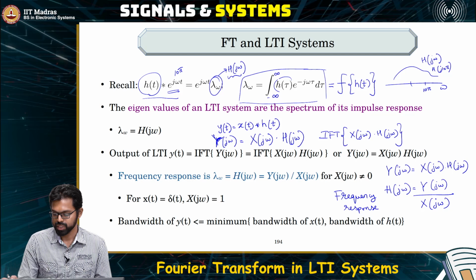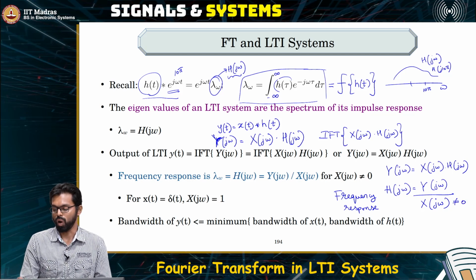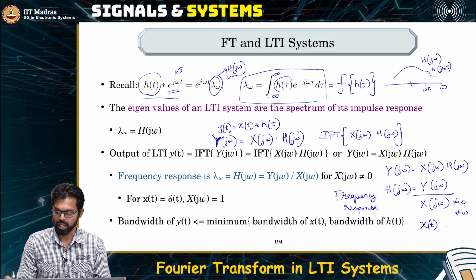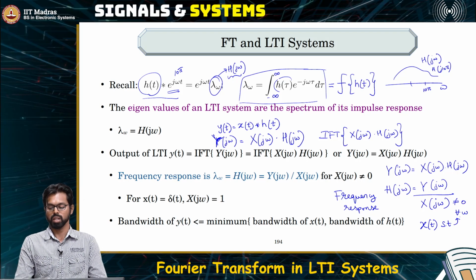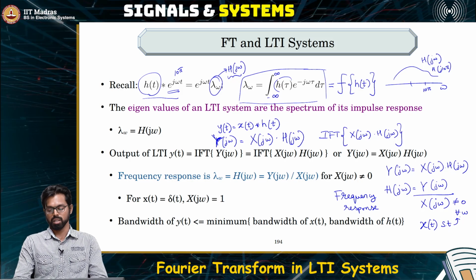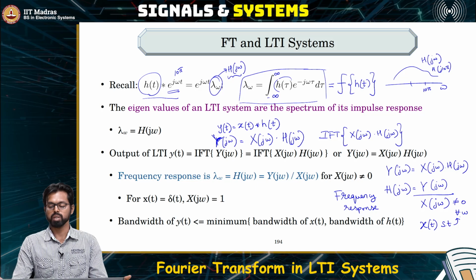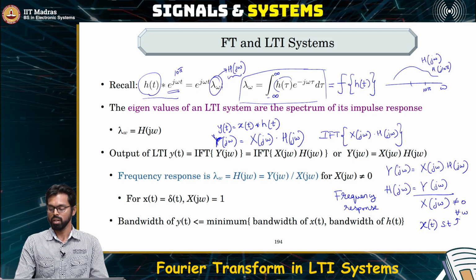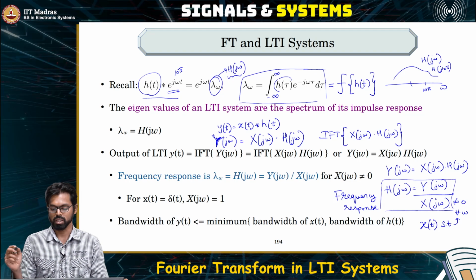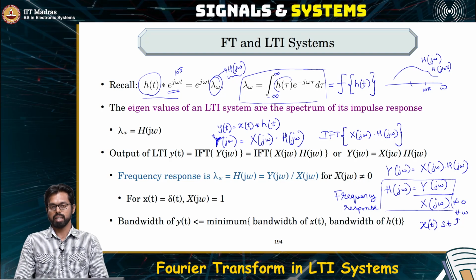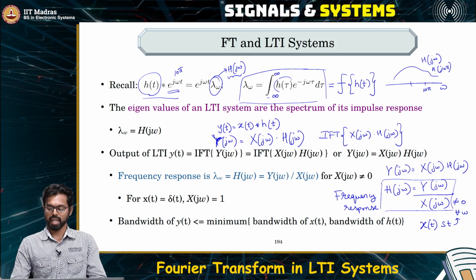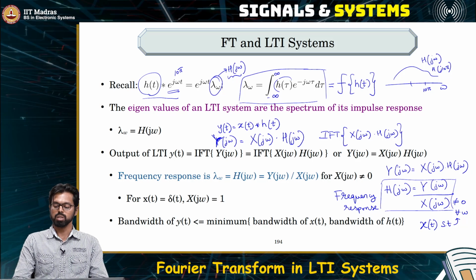Now, if X of j omega is not equal to 0 for all omega, if we can somehow come up with an x of t such that the spectrum does not take the value 0 for any value of the frequency omega, it means all frequency components are present in this, then we can find out the frequency response for all frequency values by this relationship. So, even though the Dirac delta function is practically not feasible to be implemented in a system, we can use any signal and still get the impulse response through this relationship.